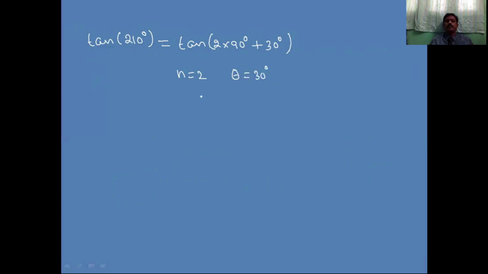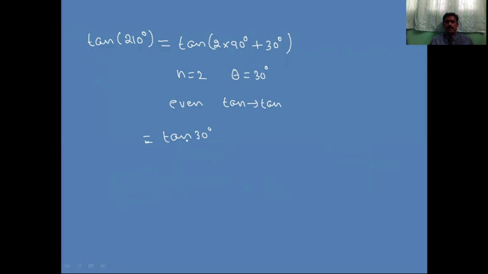I'm going to consider another example. Tan of 210 degrees. Here I can write the given angle in the form of 2 into 90, that is 180, plus 30 degrees. If you check here, your n value is 2 and theta value is 30 degrees. So n is even. Even means no need to change the trigonometric function. Tan can be written as tan only. Therefore tan of 30 degrees.